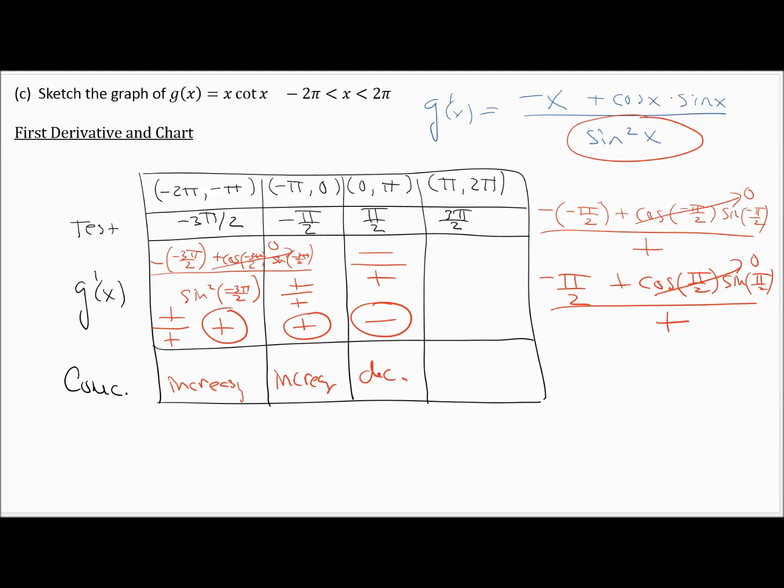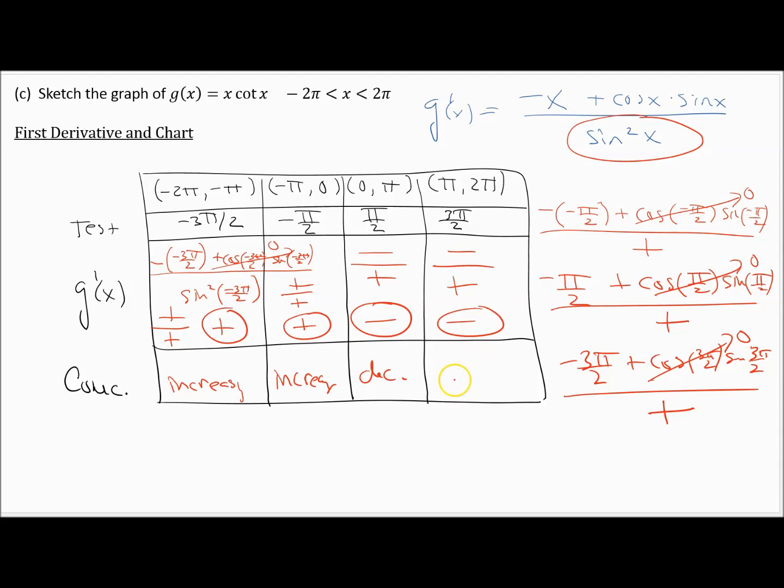I got one more of these to do, okay? So I've got negative 3 pi over 2 is what I'm plugging in, plus cosine of 3 pi over 2 times the sine of 3 pi over 2 over something squared, which is positive. Now, cosine of 3 pi over 2 is 0, so I've got a negative on top divided by a positive in the denominator, which is overall a negative, so we are decreasing on that interval.